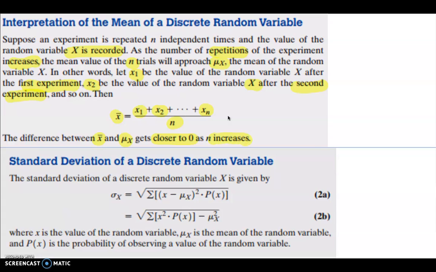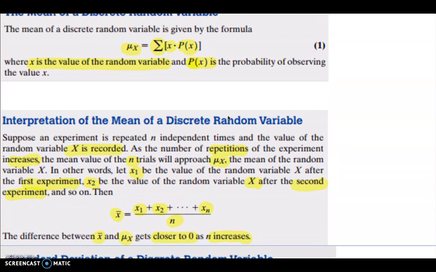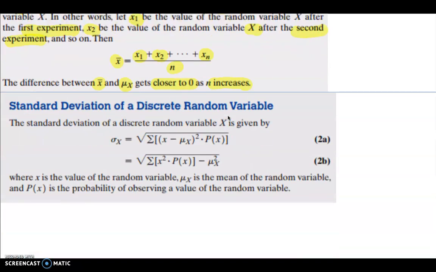So that's what we're talking about when we're discussing the interpretation of the mean of a discrete random variable. Just the more we repeat the experiment, the closer we are going to get to the true mean. But the way we actually theoretically calculate the true mean is the sum of x times its probability.